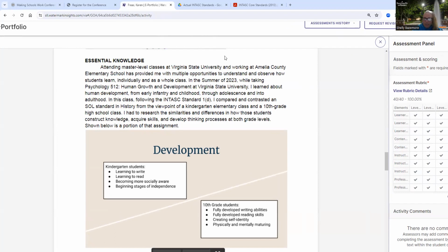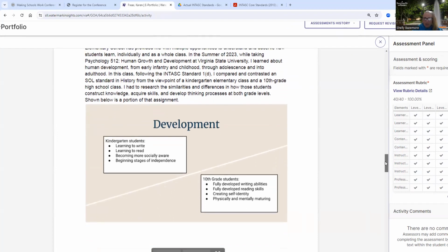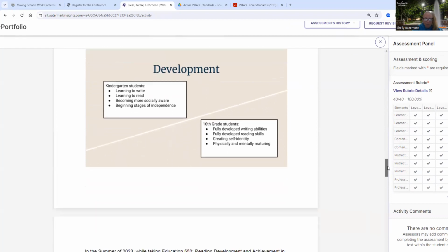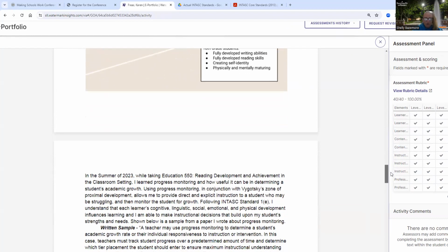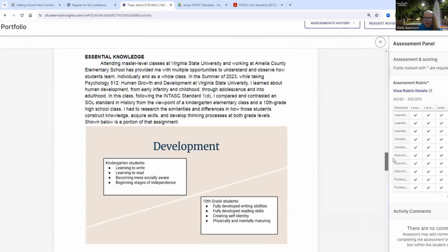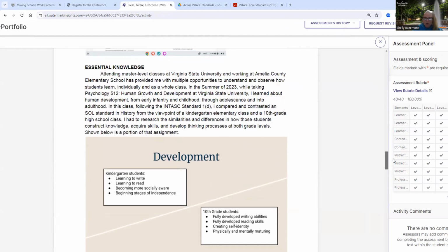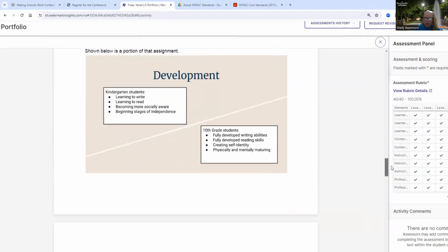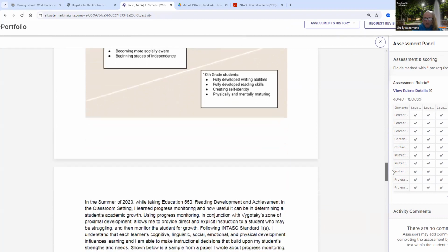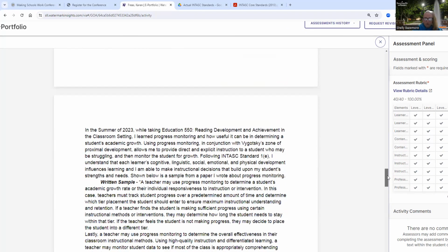I don't know if you all did that assignment in your psychology class or not, but this is how she chose to use the assignment. It's her artifact, and she's told, remember, essential knowledge is what you've done in your courses. So she's right on target in regards to the fact that this is related to her coursework.